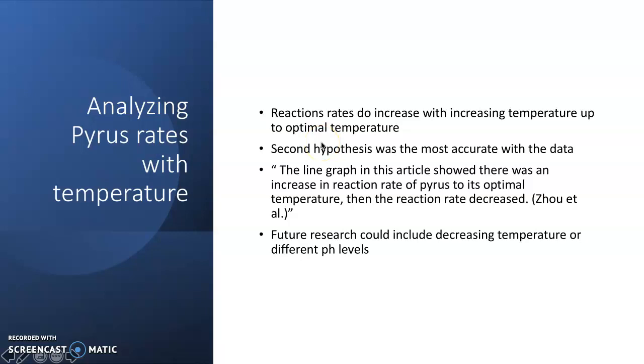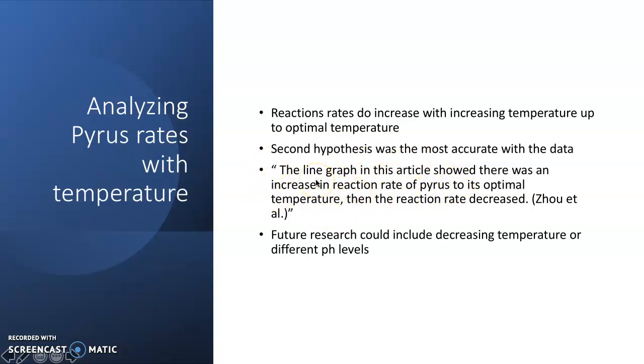So I learned that reaction rates do increase with increasing temp, but only until the optimal temp, which was 50 degrees. And then I learned that my data with Pyrus rates didn't decrease after optimal temp, but instead they just slowed down while increasing slightly. So that makes my second hypothesis the most accurate, but I really can't tell if my data is denaturing after optimal temperature.